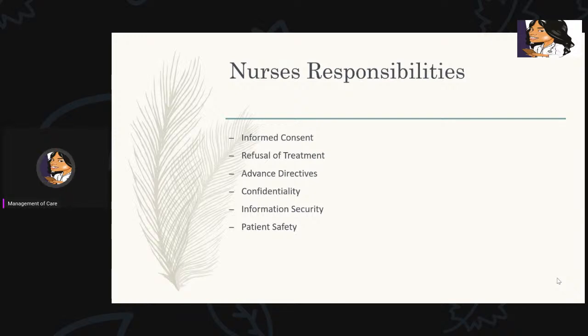Advanced directives. Every patient has to be aware of advanced directives. So you let the patient know, do you want to sign any type of living will, power of attorney for health, things like that. Confidentiality, we have to make sure that we keep all of the patient's information confidential. Information security and patient safety. These are our responsibilities. These are some of the things that you are going to be questioned about on your NCLEX, during your exit exams, and during your exams in classes. So just keep these nursing responsibilities in mind.